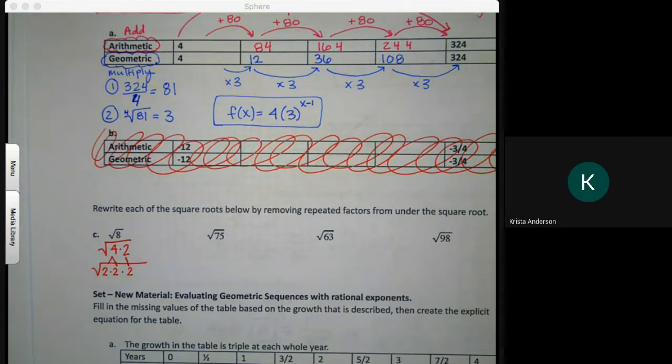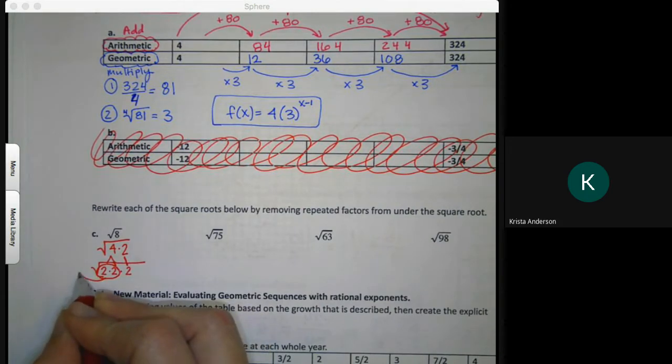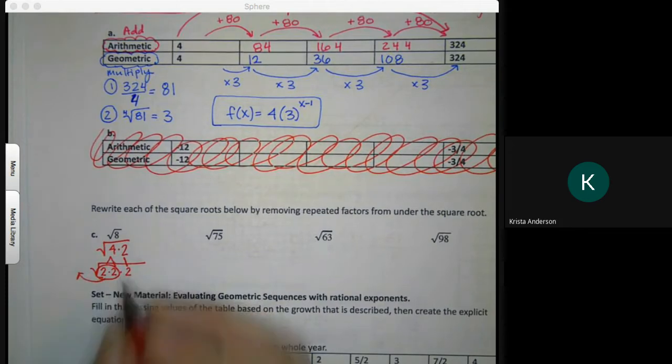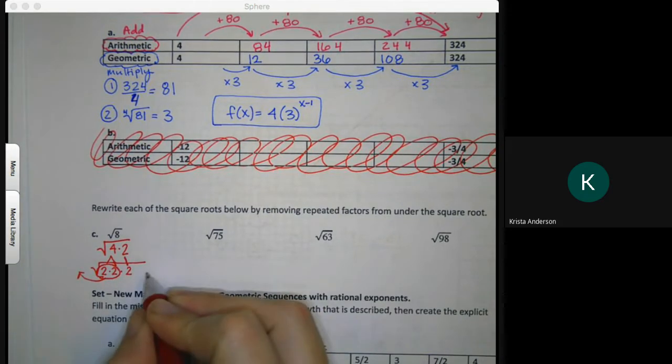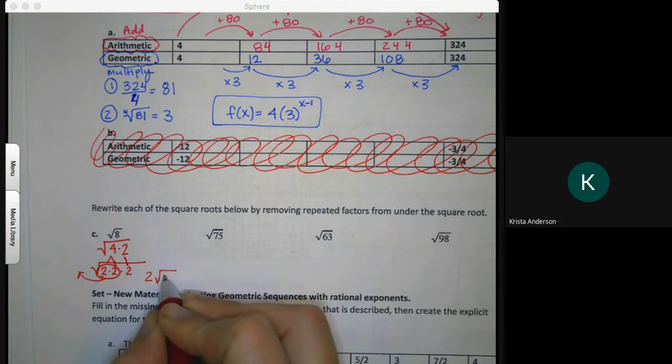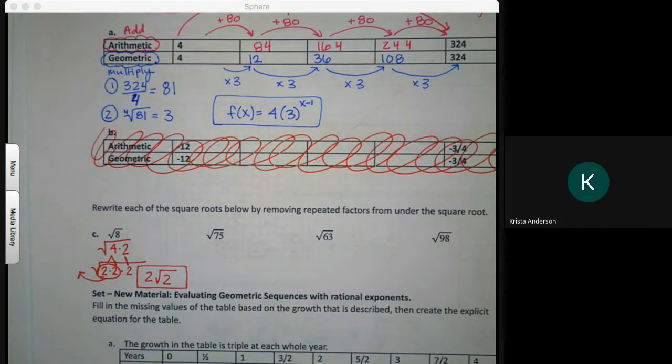Because this is a root with no number on it, you are looking for pairs. So you need 2 of a kind. Because I have 2, they get to leave and go outside. When they leave together, they become 1. So it would be left as 2 with a 2 inside left over. That would be simplified.